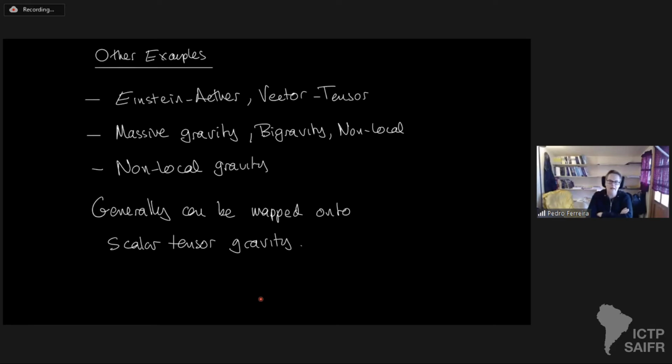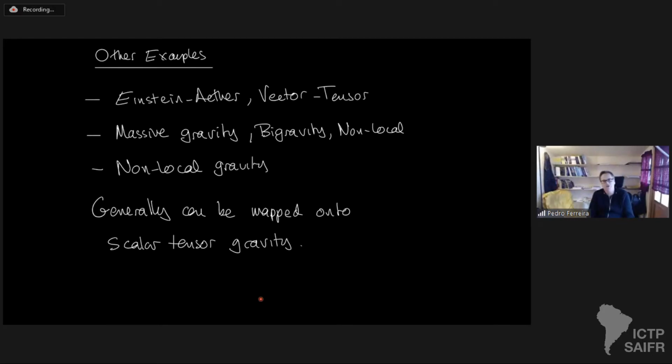You can break another of the assumptions in Lovelock's theorem, which is locality. There are attempts at constructing non-local theories of gravity. All of this is very speculative and interesting. Generally, the thing that I want to point out is that they can be mapped onto scalar tensor gravity. Not always, but generally, in many of these cases, parts of the sectors or a lot of the sectors or the important part of the sector can be mapped onto scalar tensor gravity.